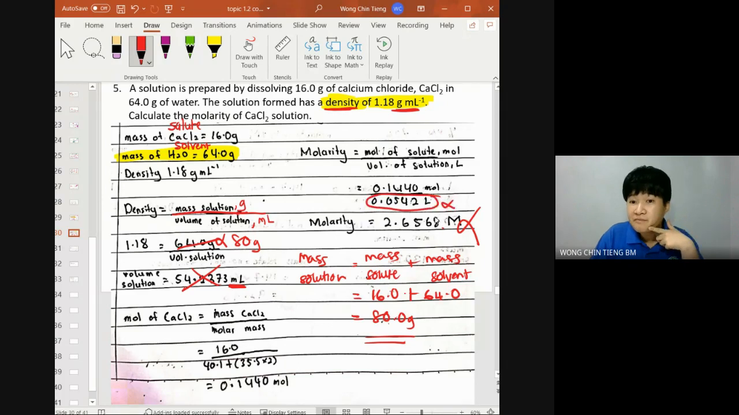See that? Okay? Small thing. Benda kecil yang kamu mungkin tersilap tulis, kamu tak tulis and so on. So berhati-hati kat situ. So dalam soalan ni kawan kamu tertinggal satu benda. Mass of solution. 80 gram. Betul? Easy. Senang.